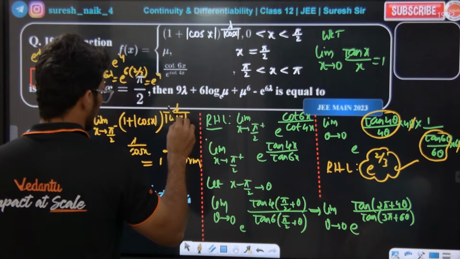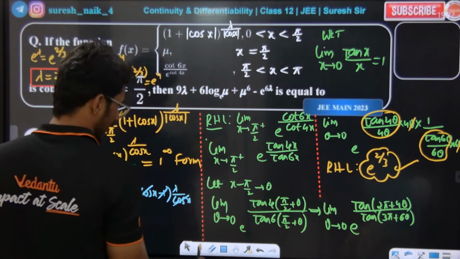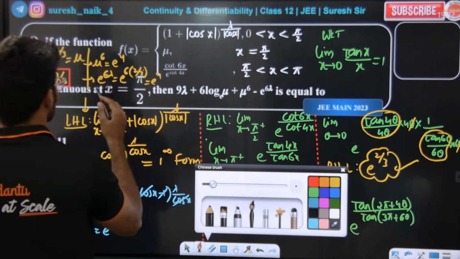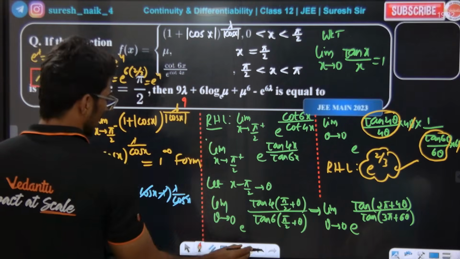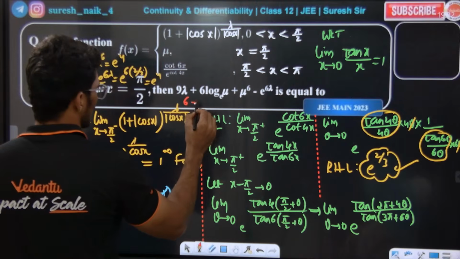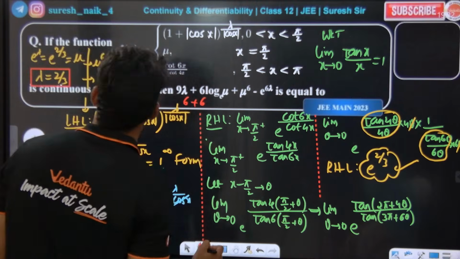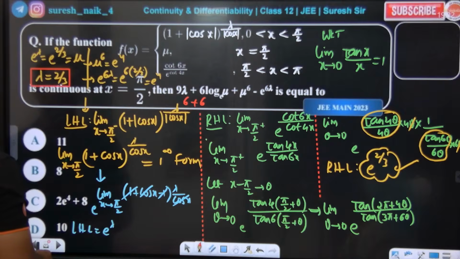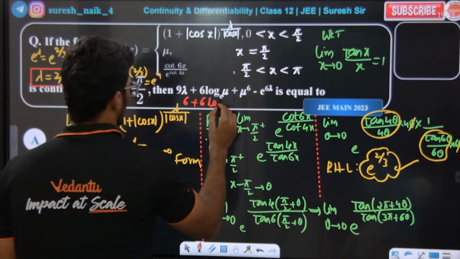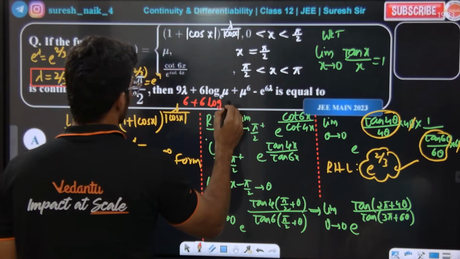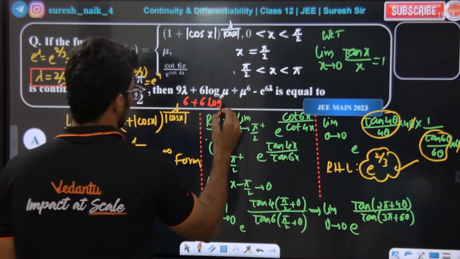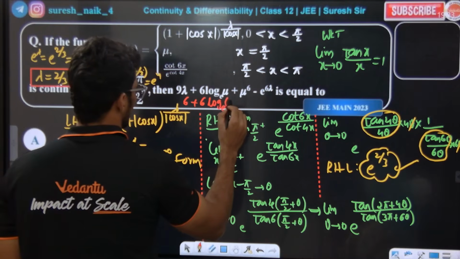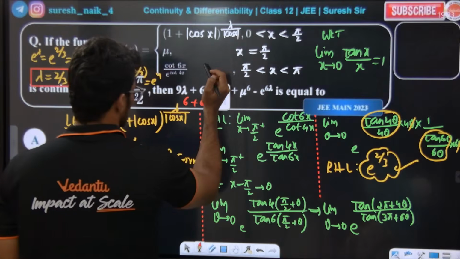Now look correctly. Everybody look at the board. 9 lambda, what? 9 lambda, what? Lambda is 2 by 3, right? So 9 into 2 by 3 is 6, plus 6 into log mu. What is mu? Basically e power of 2 by 3, right? 6 log of e power of 2 by 3 base e. So the 2 by 3 comes to the front.